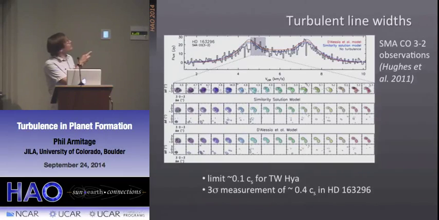For this particular system, which is a different system, this is a more massive star, they actually made a 3 sigma measurement that was above this level, about 40% of the sound speed. However, as you can see from here, with this SMA observations, there are unmodeled systematic things, particularly here, which might give you some pause for concern about that observation.